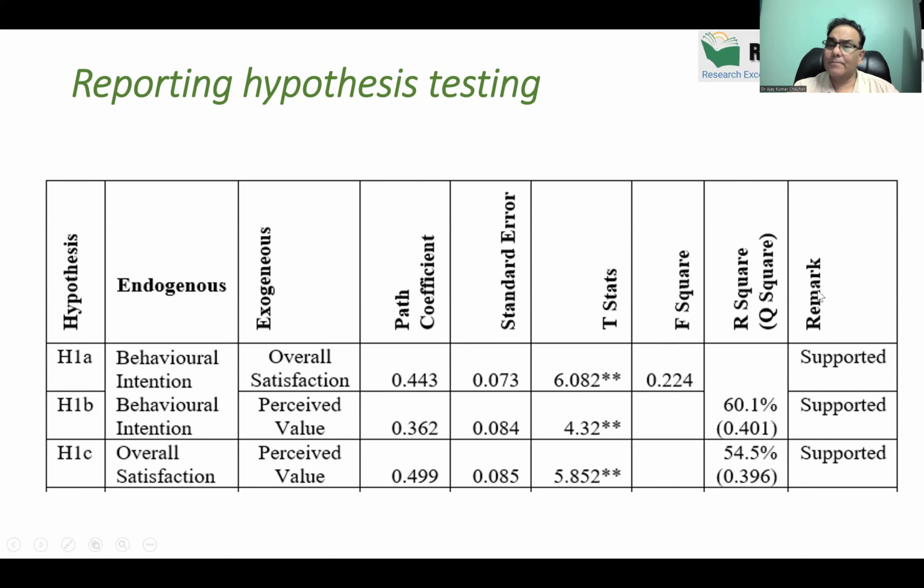And then remark, you can see that in almost every paper, either you write supported or failed to support. या तो आप यहाँ पे लिखोगे कि भाई these hypotheses are supported, या लिखोगे failed to support. इसके अलावा accepted, rejected नहीं होता. So you have to use the word supported or not supported.